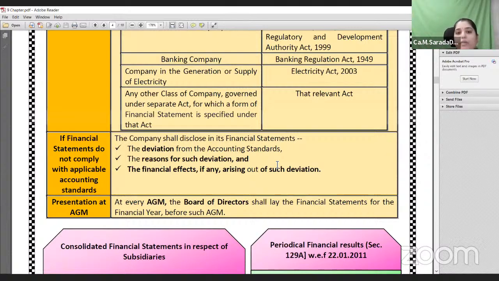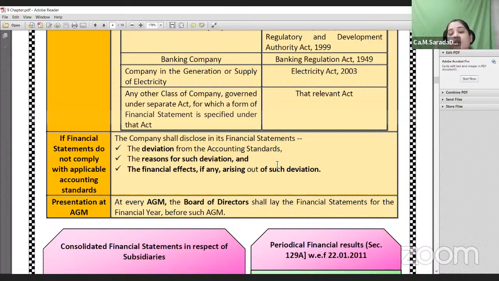So it is mandatory. Why have those accounting standards not been properly implemented? What are the deviations, and what is the financial impact of the deviation on the financial position of the company? Once the board of directors has prepared these financial statements and signed them, they will present them at the AGM. By the end of the financial year, on the day on which the AGM is conducted, the board of directors will lay these financial statements at every AGM. Okay, so it's important.